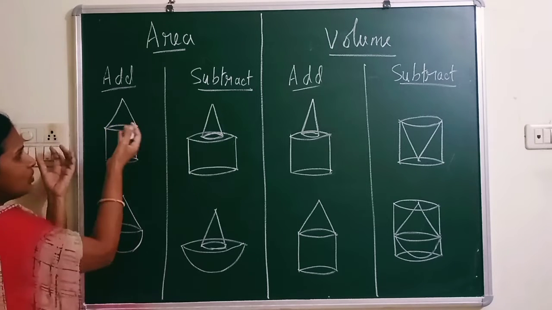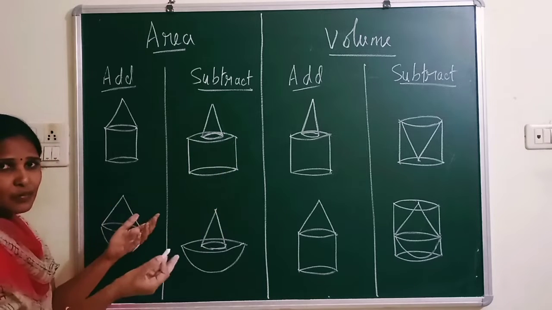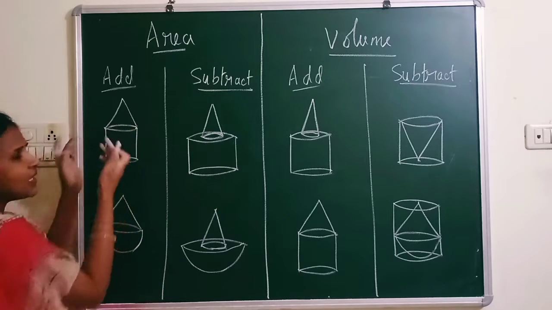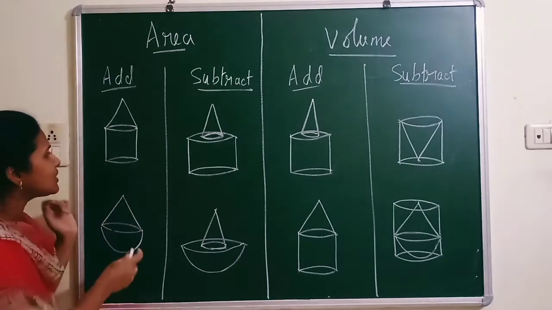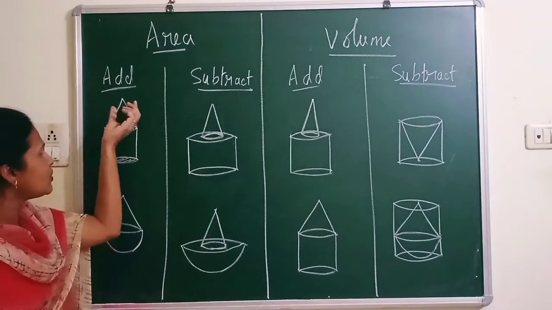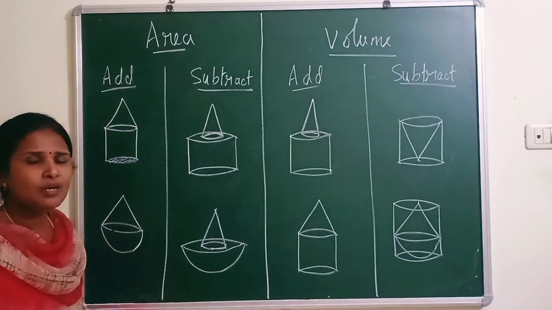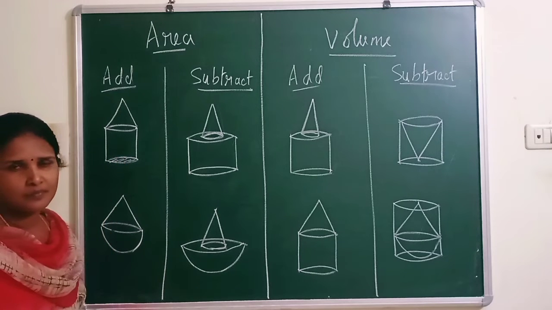Nothing is left out. If you observe here, this portion is left out, you can see it with your eyes. But here, nothing is left out; it exactly coincides. Suppose this is a closed wooden block. This is wooden and this is also wooden. If I ask you, think before I tell: what is the area of this solid?